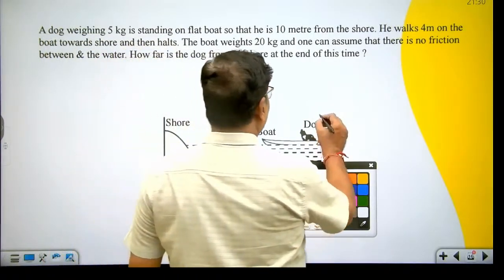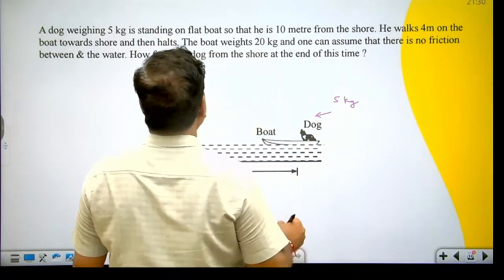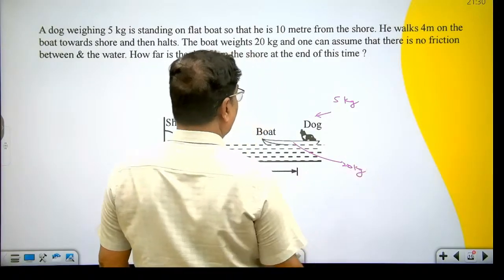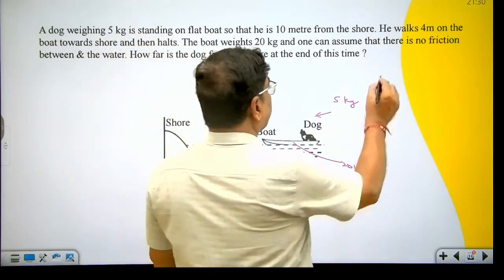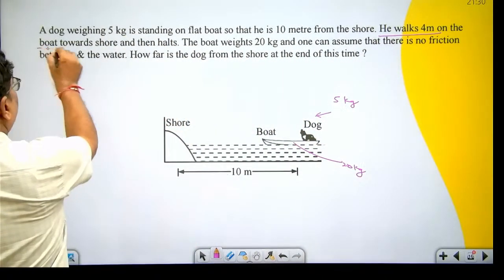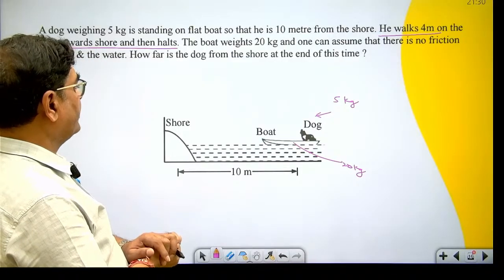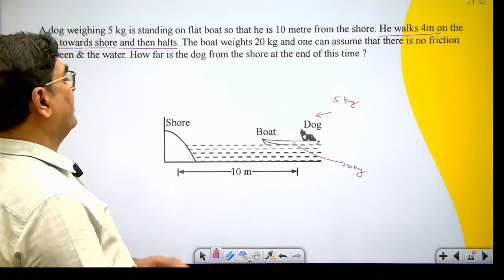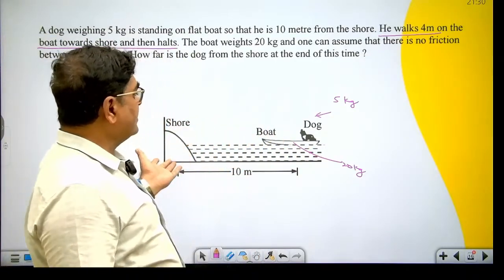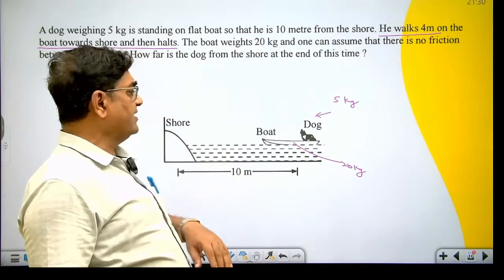See here, what is the mass of the dog in this question? Mass of the dog is 5 kg. Okay, and mass of the boat is how much? This is 20 kg. And what is given in the question? The dog walks 4 meter on the boat towards the shore. Now we assume that during this process the boat has shifted by a distance x in rightward direction. When the dog has traveled 4 meter on the boat, we assume that the shifting of the boat in rightward direction is x.